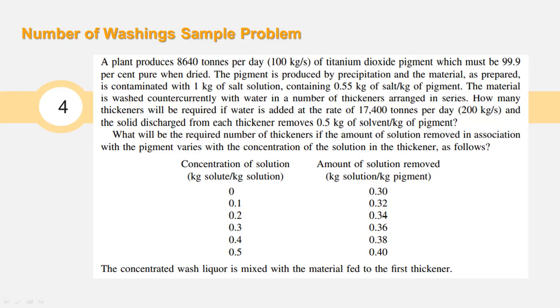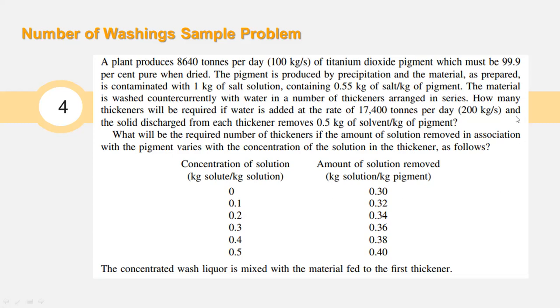Okay? The material is washed countercurrently with water in a number of thickeners arranged in series. How many thickeners will be required if water is added at a rate of 17,400 tons per day, equivalent to 200 kilograms per second? And the solid discharge from each thickener removes 0.5 kilogram of solvent per kilogram of pigment.